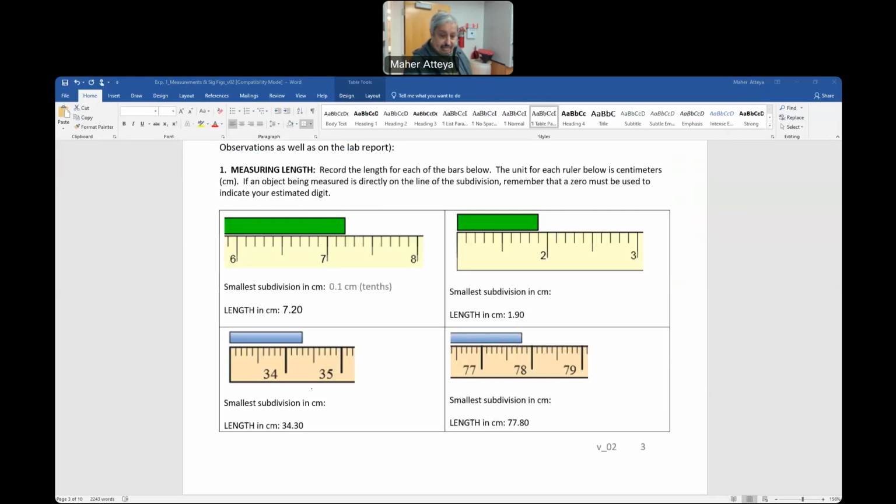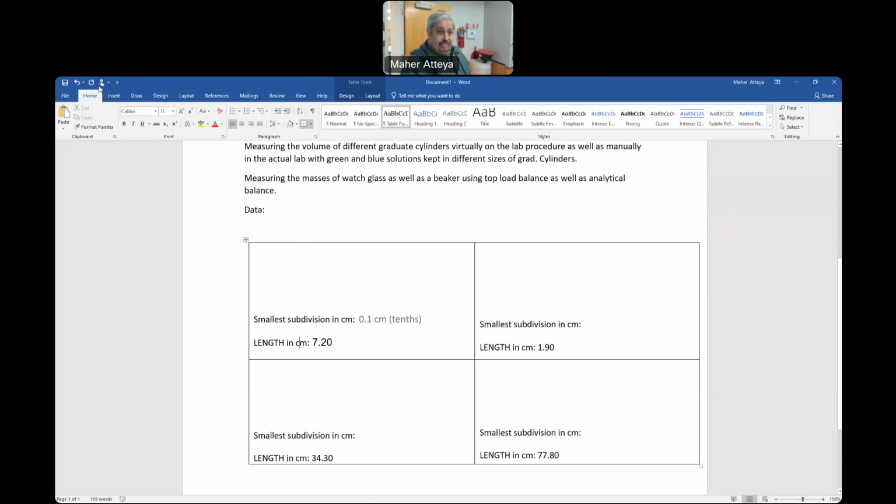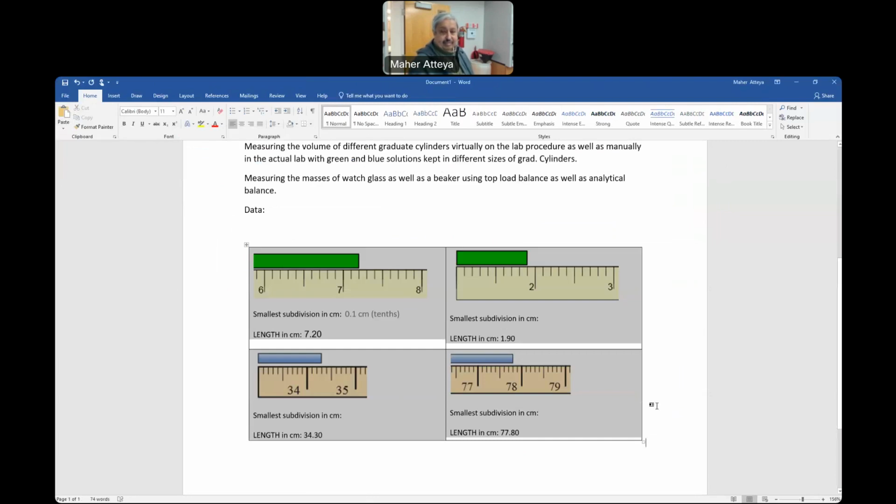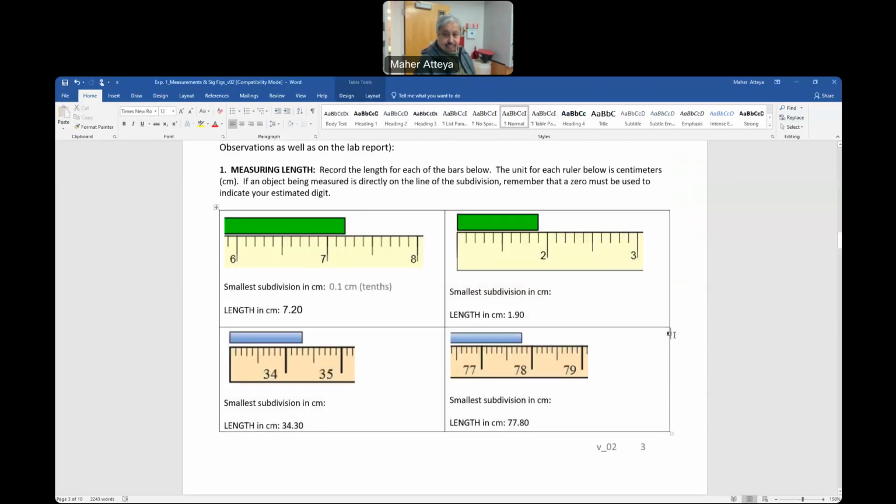Then I come to my lab report. And here it is, guys. This one I don't like. So I redo this one here, and then I will paste. So I paste the whole thing. I don't know why it came out that way. I don't like the shade. So let's take it without the shade. Here it is, copy.